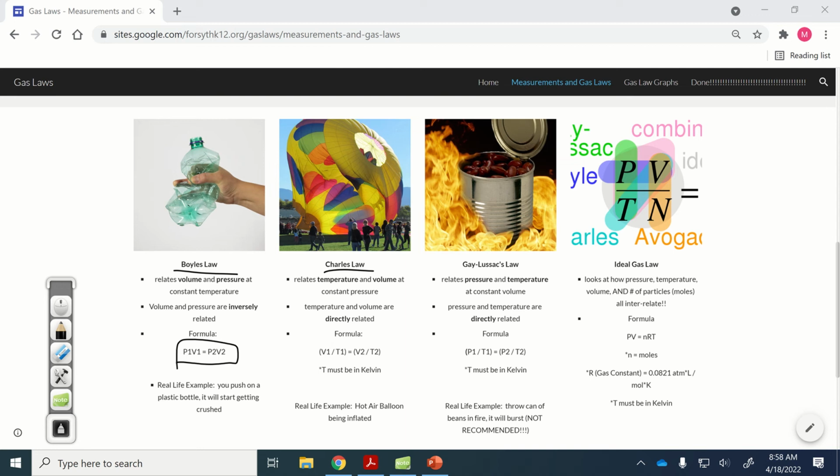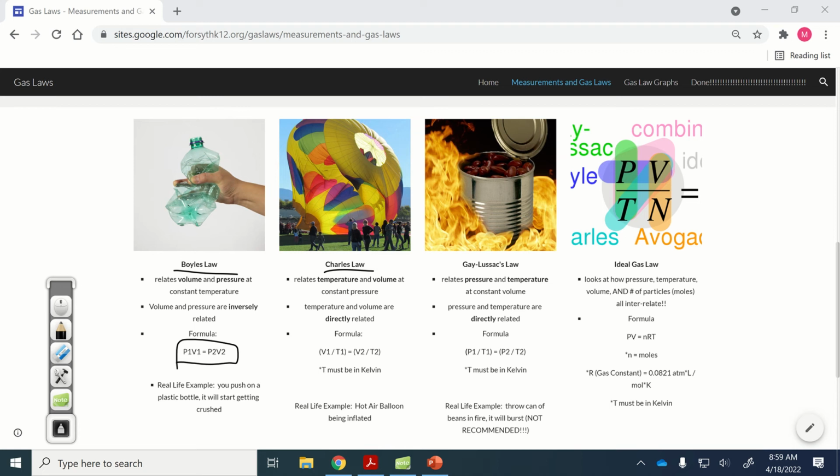But pressure and temperature are directly related, so we have P1 over T1 equals P2 over T2. So, obviously Charles' and Gay-Lussac's laws are very similar mathematically, all right? So we should see that graphically too when we get to the graphs, while Boyle's law is the opposite of them. It's going to be an inverse relationship.